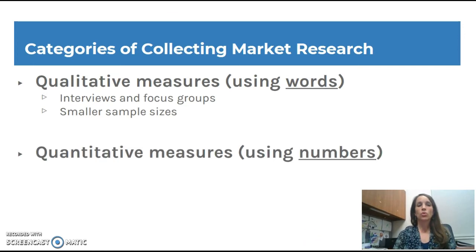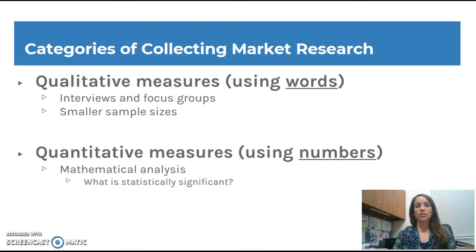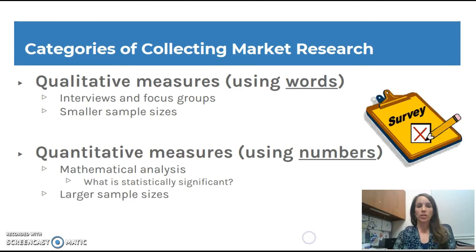Now, if you choose quantitative measures using numbers, then that's your mathematical analysis, and you want to look at what is statistically significant. So what's important out of this information I've collected? These are your larger sample sizes. And one of the key ways students do this quantitative research is using surveys.